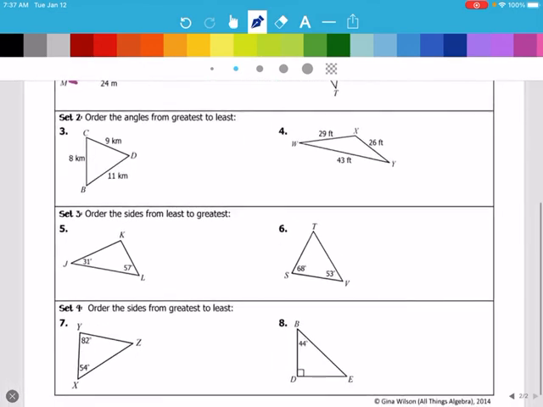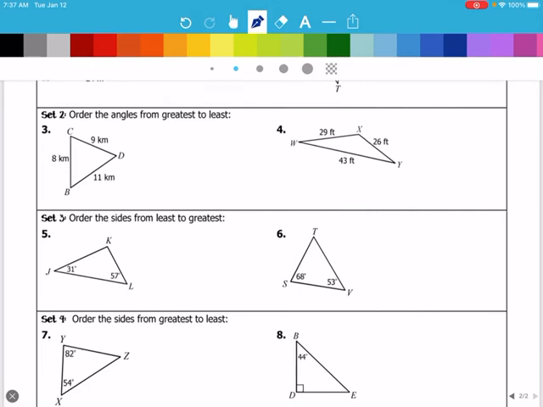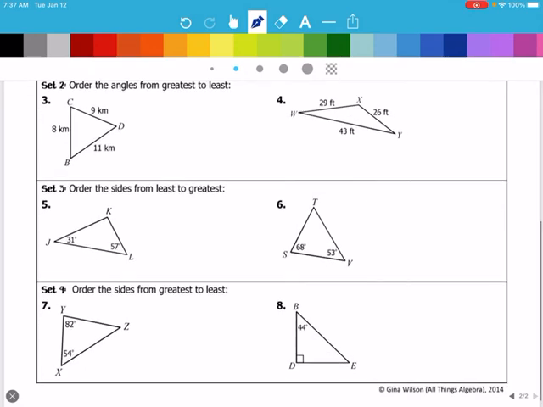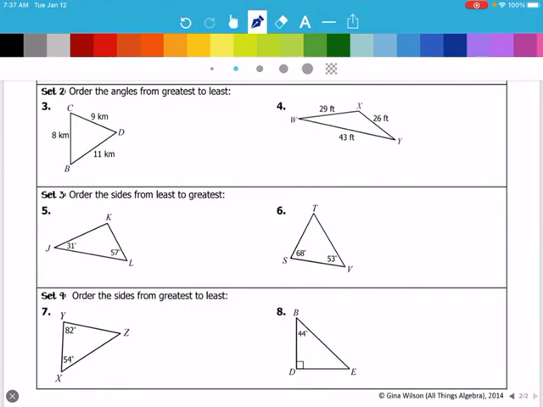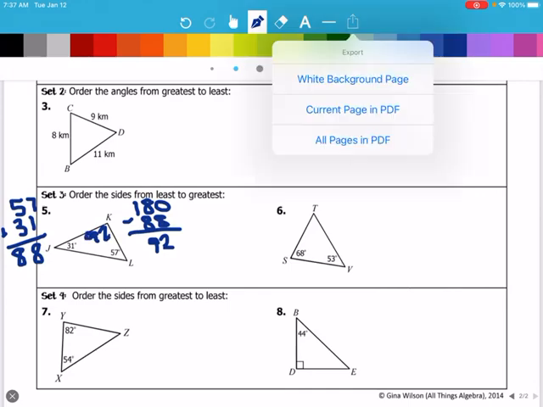I'm going to skip down to number 5. 5, 6, 7, and 8, all of them do require that you find that third angle first, but we've done this before. So just don't forget, you add your two angles together first that they give you. So we have 57 and 31 in this case. And that gives me 88. Then I subtract 180 and 88, and I should get 92. And then I'm ready to start answering questions.